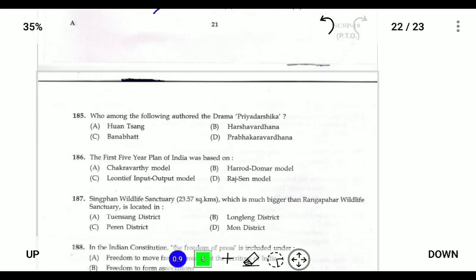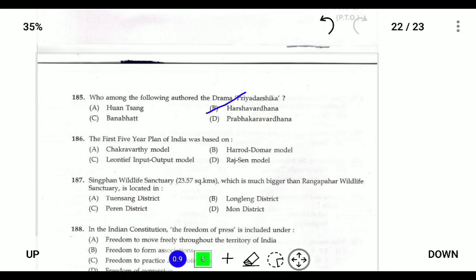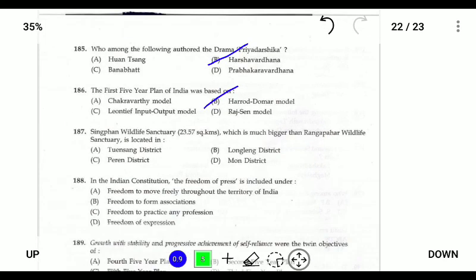Next, who among the following ordered the drama Brihadarshika? So Brihadarshika was ordered by none other than Harshavardhana, who was the ruler who ruled India after the Gupta dynasty. Next, the first five-year plan was based on the Harrod-Domar model, and the second was P.C. Mahalanobis's model. The Singpan Wildlife Sanctuary, which is 23.57 square kilometers, is much bigger than Rangapahar Wildlife Sanctuary. Singpan is located in Mon district of Nagaland.